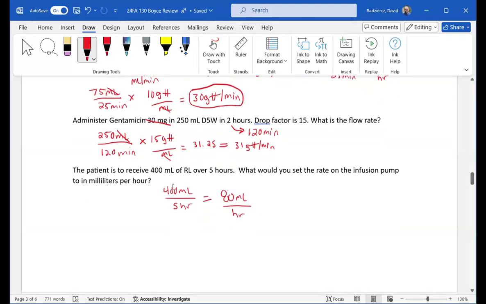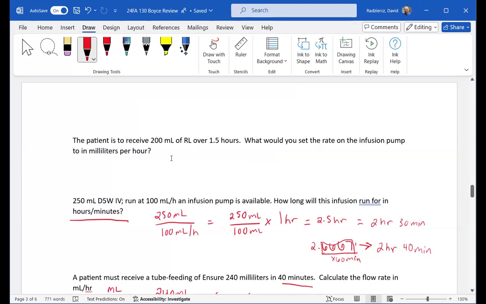Let's look at some other flow rate questions. Here's another one. Go ahead and try this, 200 milliliters over 1.5 hours, and type your answer into the chat. If you don't want to say it publicly, just send it as a direct message, and then I'll give you the answer. I just want to make sure you guys can do it, which I know you can.